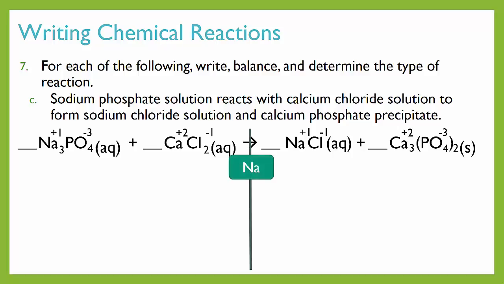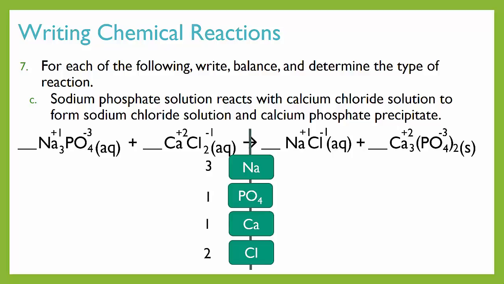So I've got sodium on both sides. I've got phosphate on both sides, calcium and chloride. So on my reactant side, 3 sodiums, 1 phosphate, 1 calcium, 2 chlorides. On my product side, I have 1 sodium, 2 phosphates, 3 calciums, and 1 chloride.